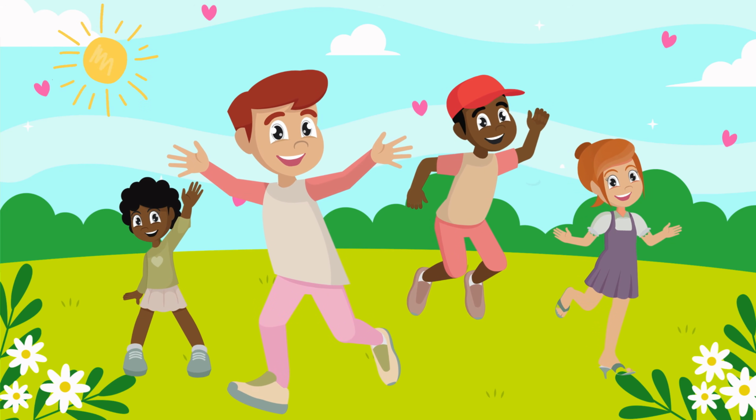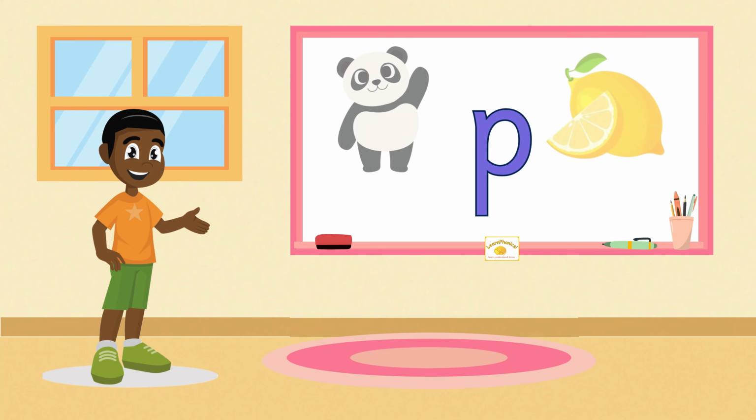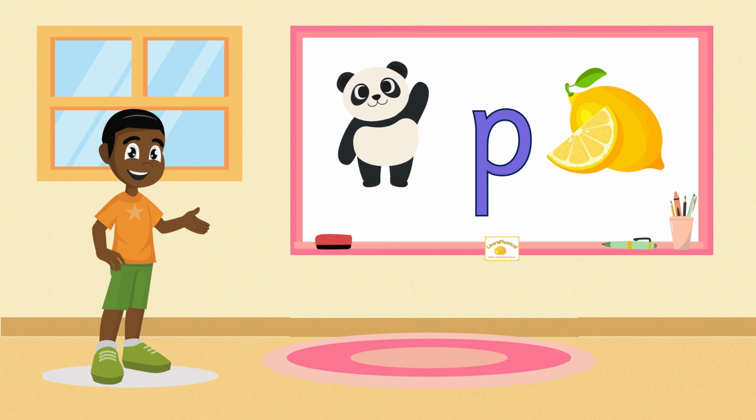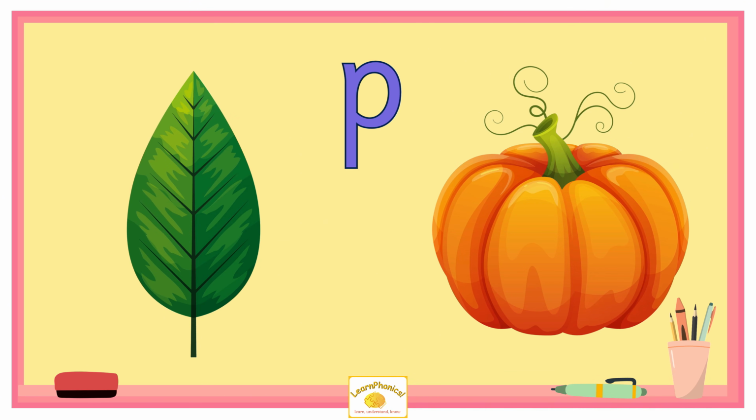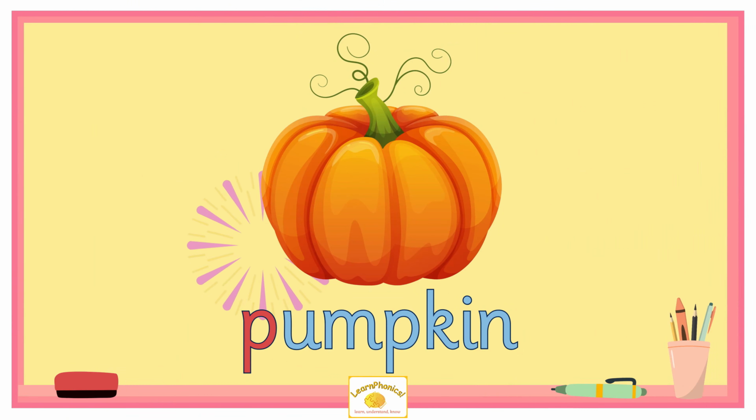Well done! Now we're going to look at two pictures and you've got to say which one begins with the sound P. Are you ready? Leaf or pumpkin? Which one begins with P? That's right! Pumpkin begins with P. P. Pumpkin.